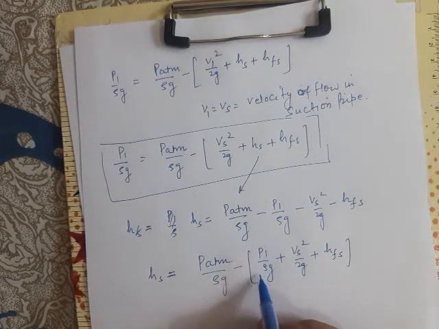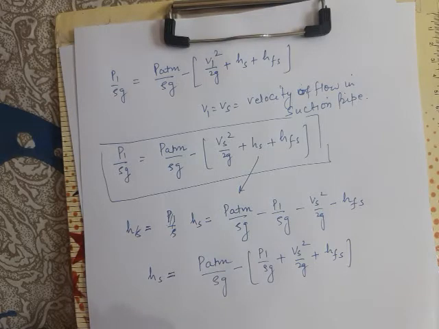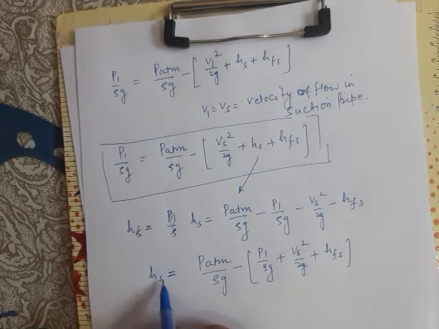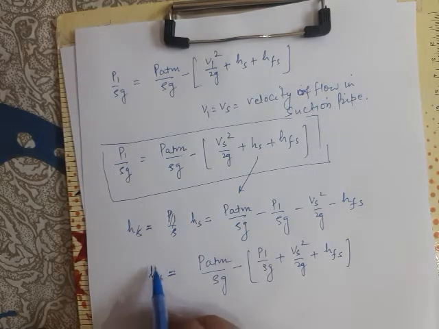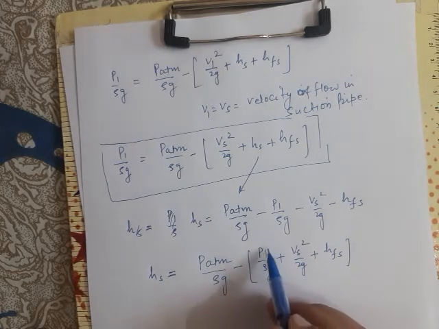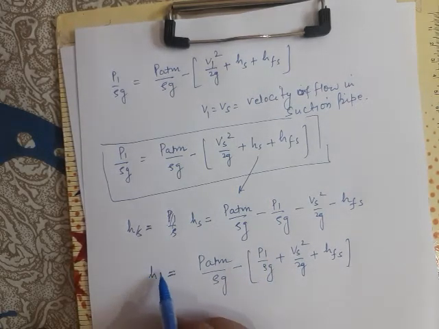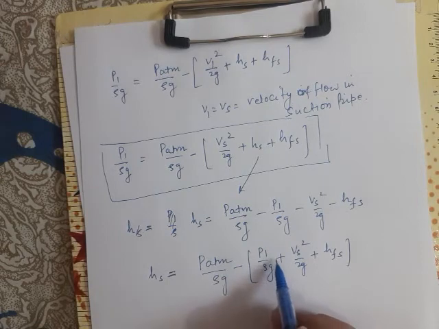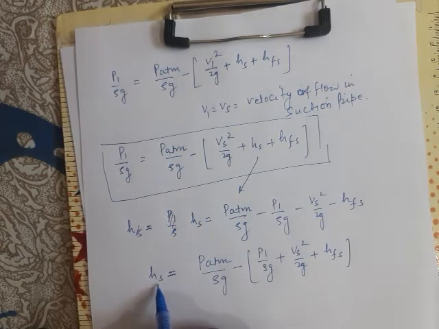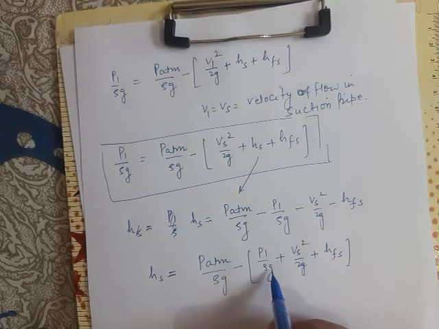If this pressure at point 1 falls below the vapor pressure, now I have to derive the expression for HS maximum. This HS would be maximum if this P1 by rho g would be minimum, for all other quantities being constant. Now what will be the minimum value of P1 by rho g?